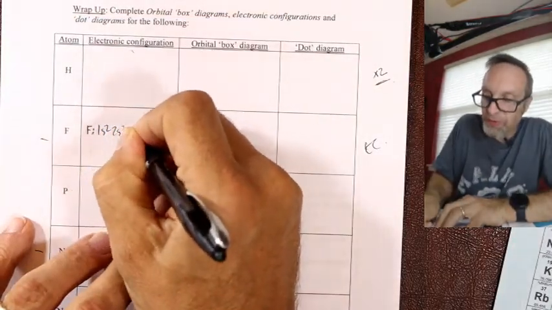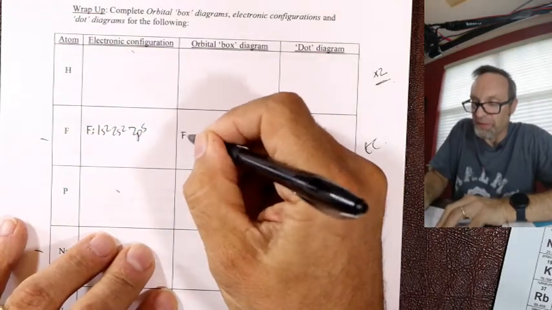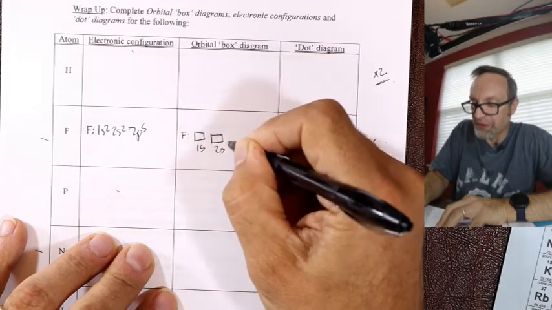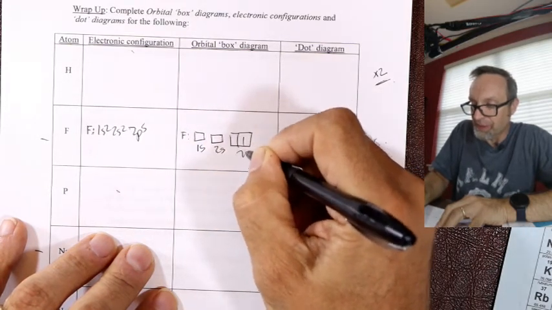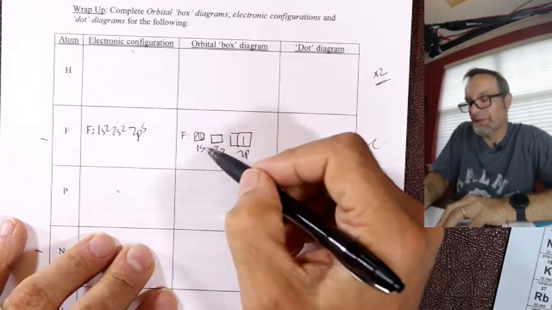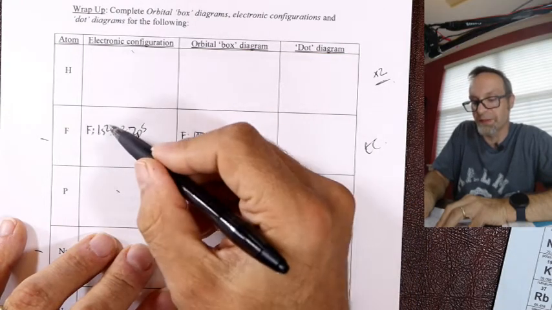1s2, 2s2, 2p5. Just read across the periodic table. Orbital box diagram, fluorine. There's my 1s. There's my 2s. There's my 2p, and I've got 2 in there. 1, 2. Do not put 2's down here. Don't, because they're 2, right? Those 2 are these 2.